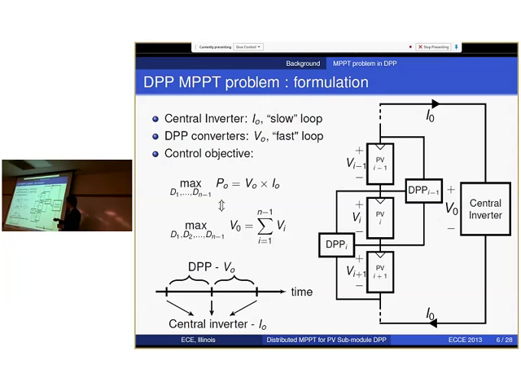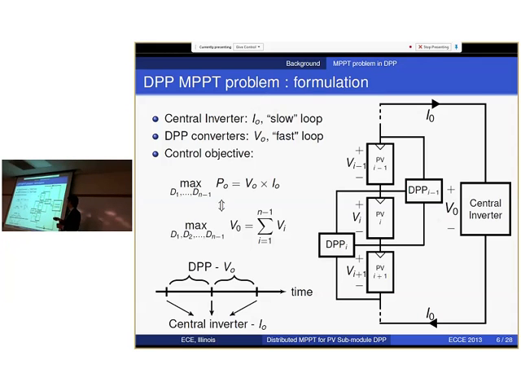Here is the DPP system, and the control goal of maximum power point tracking is to maximize the power out of this PV string, which is the product of string voltage and string current. To do that, what we propose is to separate the control of string current and string voltage into two different control loops. In the slow control loop, we program this central inverter to act like a controllable current sink, and it will perform the traditional perturb and observe method with string current as a reference, and it will try to seek the optimal string current.